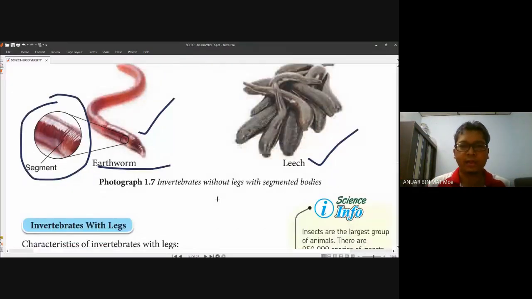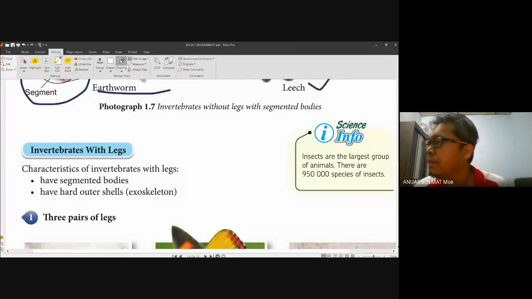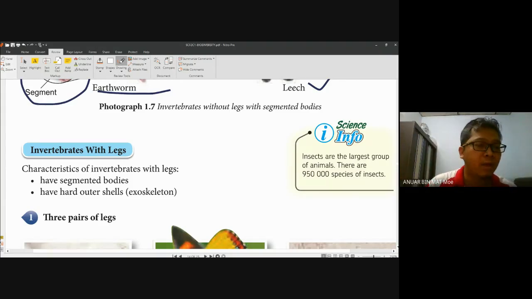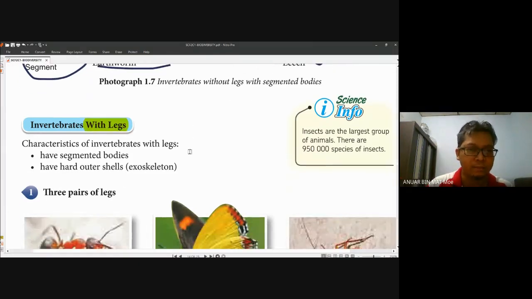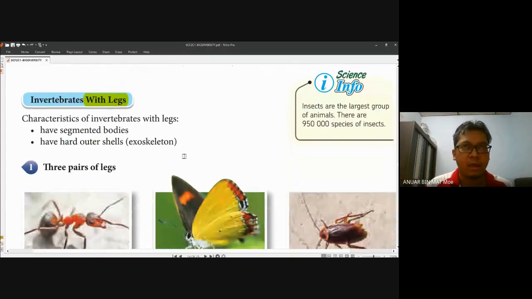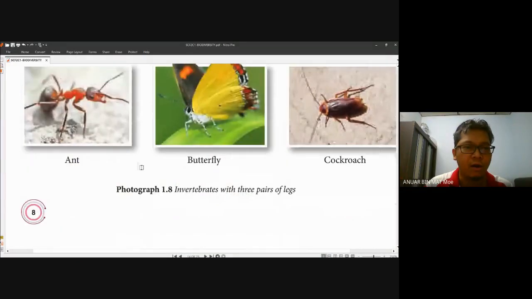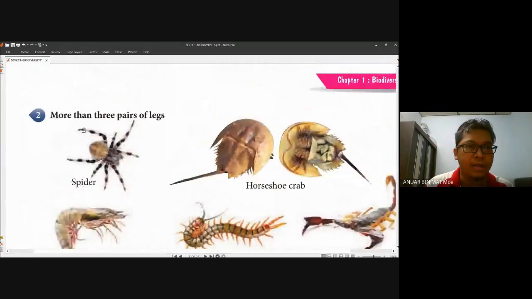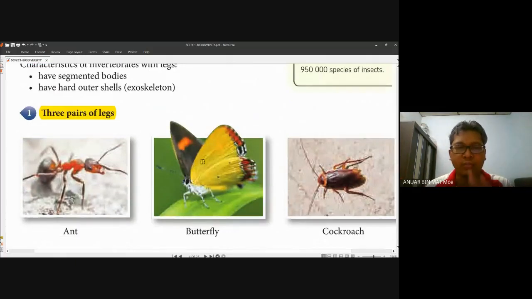Okay, so the second invertebrate is with the leg. Okay, nice. Right, I will continue. So the second type of invertebrate is with leg. And then we can further divide it into the characteristic of 3 pair of leg, or what's another one? More than 3 pairs of leg. Okay. In form 2, you just need to remember this.